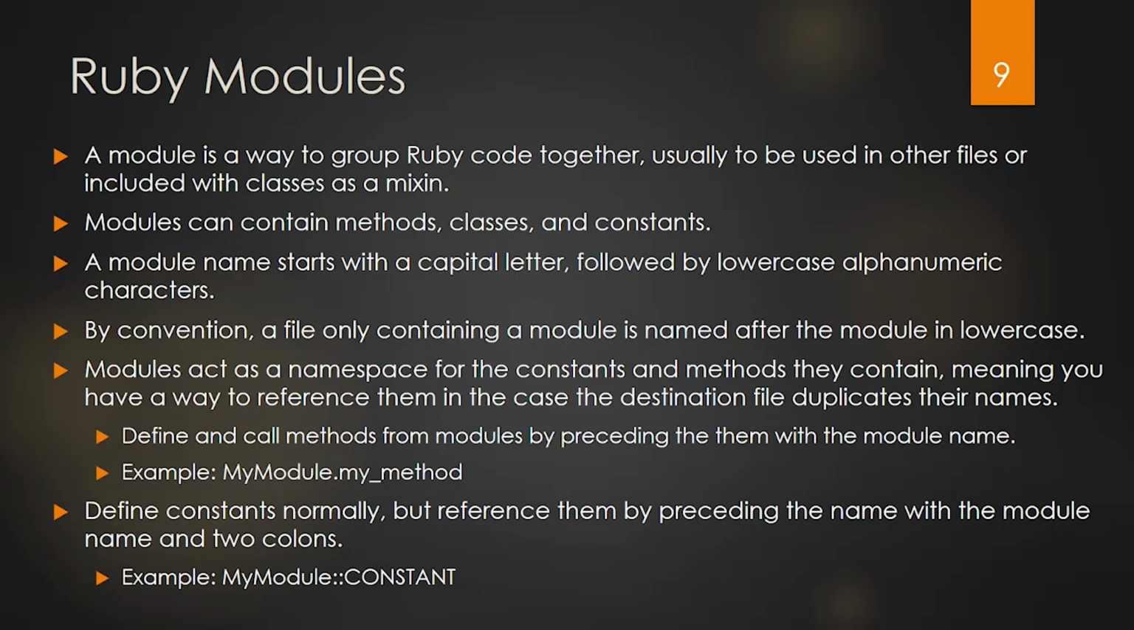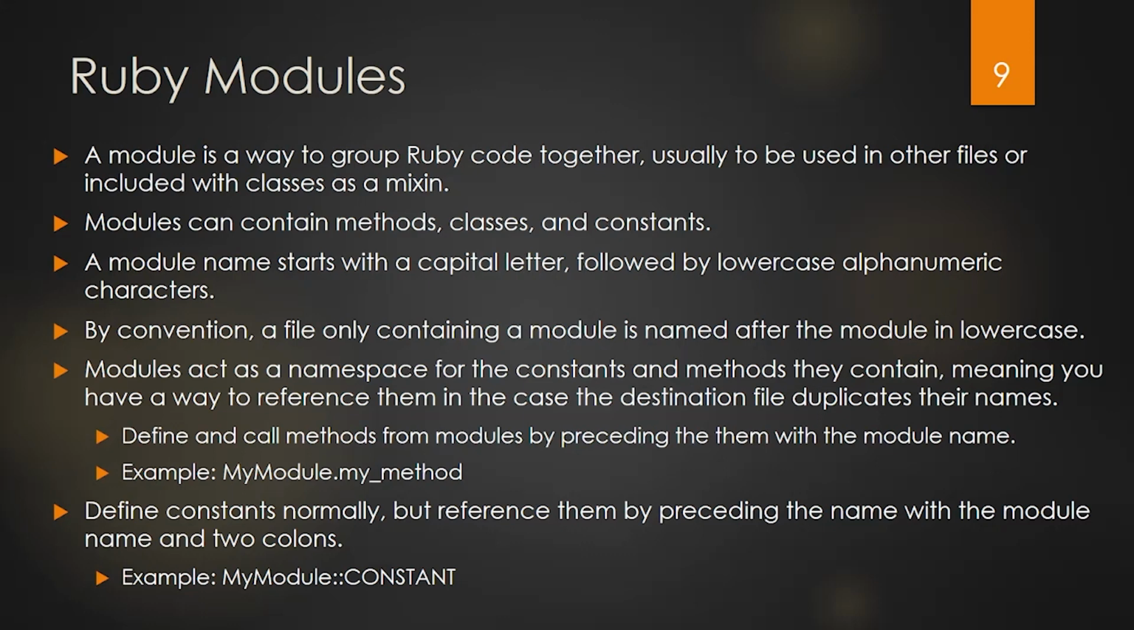A module name starts with a capital letter followed by lowercase alphanumeric characters. In other words, you name it kind of like a class. By convention, a file only containing a module is named after the module in just lowercase. And again, you should be doing that with your classes as well. Modules act as a namespace for the constants and methods they contain, meaning you have a way to reference them in the case the destination file or the code outside of your module duplicates their names. So in the case that you have two constants with the same name or two methods with the same name, you can stick one of them inside of a module and use the module to refer to that constant or method and not have any conflicts.